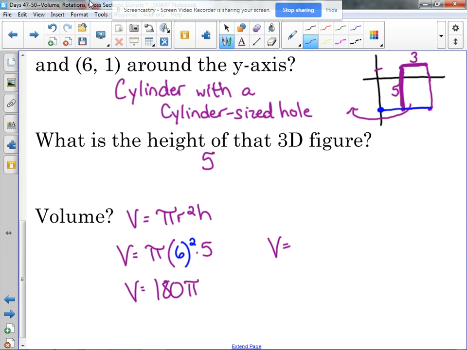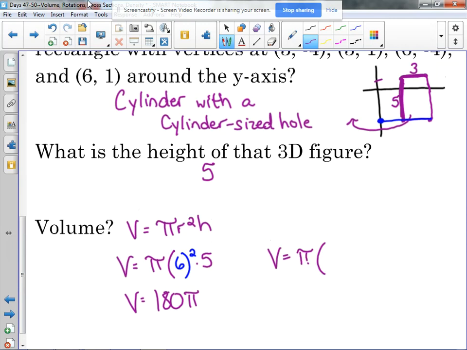Okay, let's find the volume of the smaller cylinder. What's its radius? The piece that we take out right here. 3. And its height is the same. It's still the same height. So 3 squared is 9. 9 times 5 is 45.